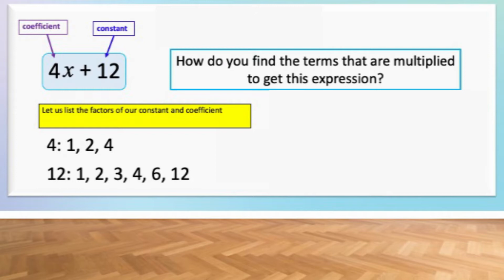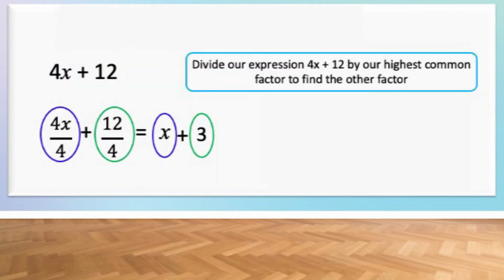Now that you have listed all the factors of both terms, can you tell the highest common factor? If you said 4, you are indeed correct. Great job. Now that we have found 4 to be our highest common factor, what should we do next? Very good. We can divide our expression 4x plus 12 by our highest common factor to find the other factor.